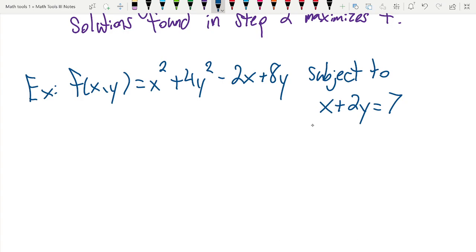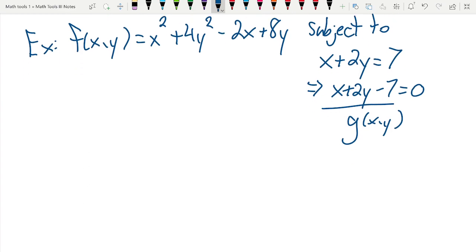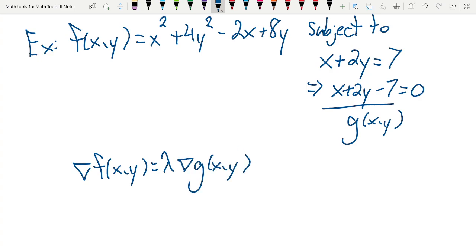All right, so first thing, we want to transform this to be equal to 0. Okay, so this is our g function, g of x, y. So we bring everything to one side, doesn't matter what side. And then we want to set up that first equation, which is the gradient of f is equal to lambda times the gradient of g.